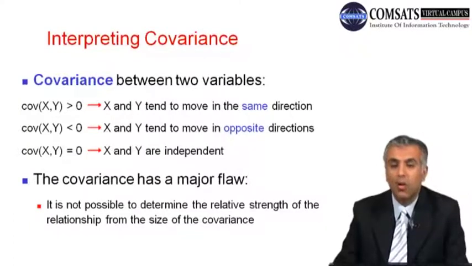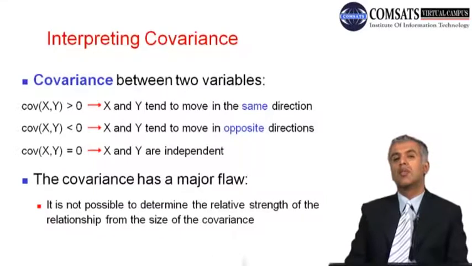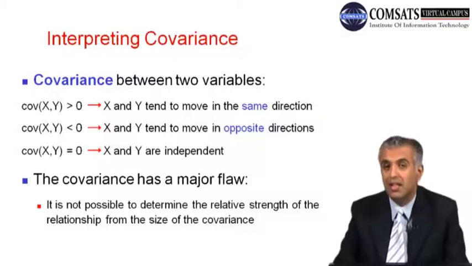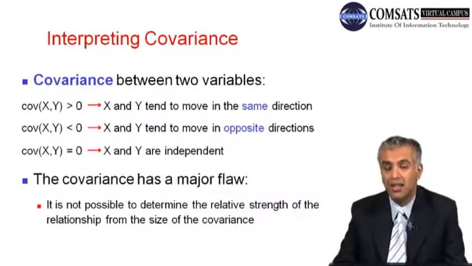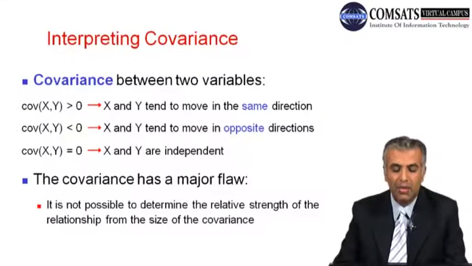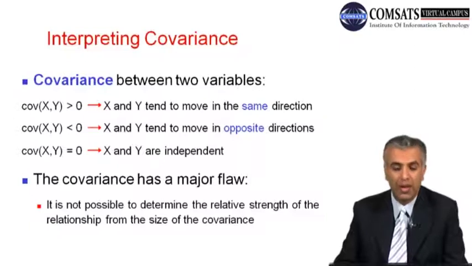Then if the covariance is less than 0, there is an inverse relationship between the two variables, and if one variable increases, the other variable would decrease or move in the opposite direction. However, if the covariance is 0, then both variables are independent of each other. Then the flaw, which we have discussed before, is stated here: the strength of the relationship cannot be found out through covariance.